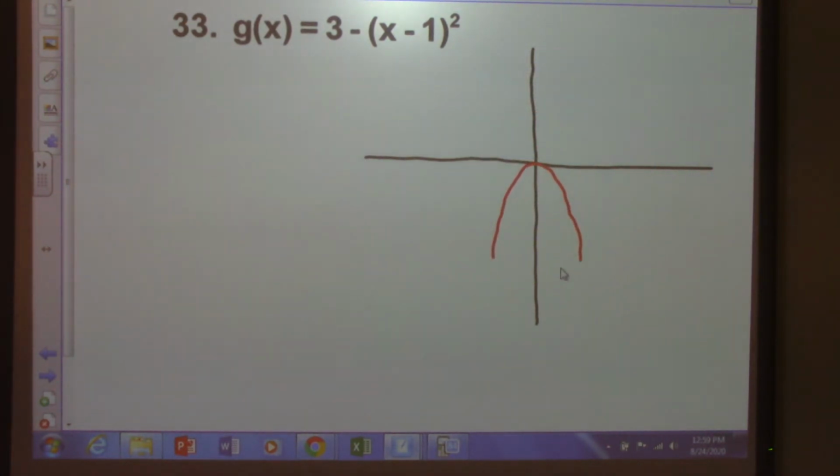What else? And then we're going to go to the right. Move to the right by 1? Okay. And then we go up 3. And then up 3, right? No, it gets smaller. So our vertex is going to be the point (1, 3). Is that right? That's our vertex.